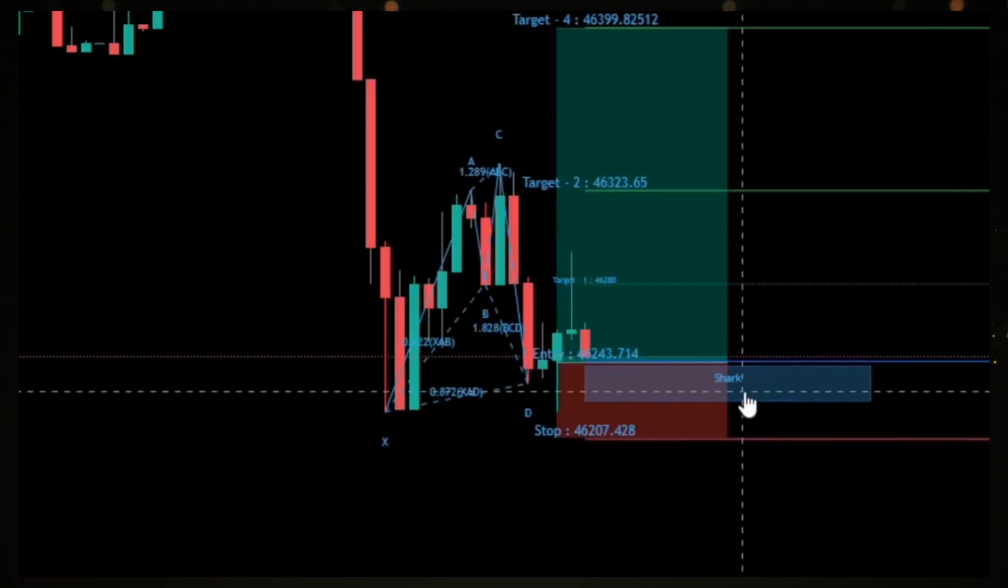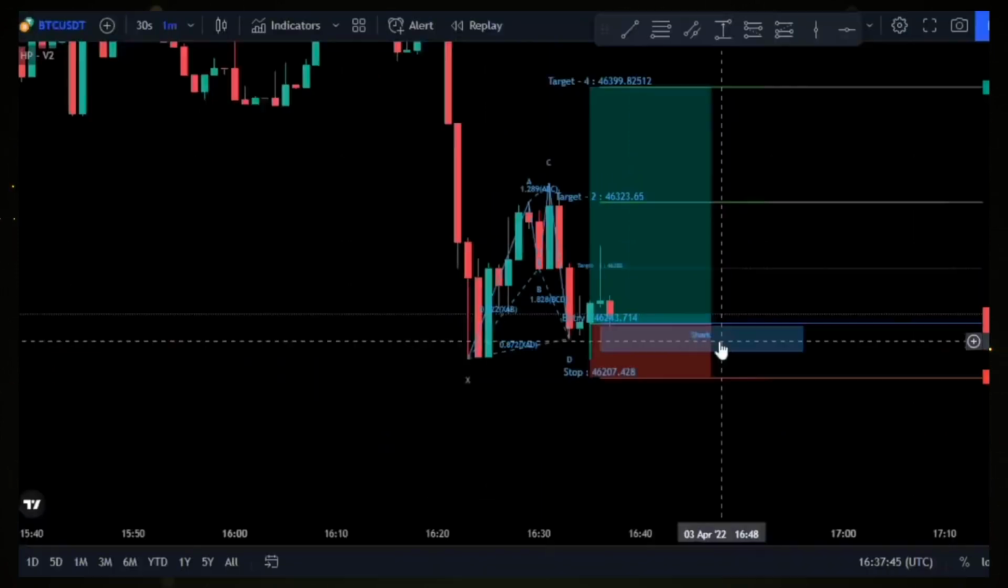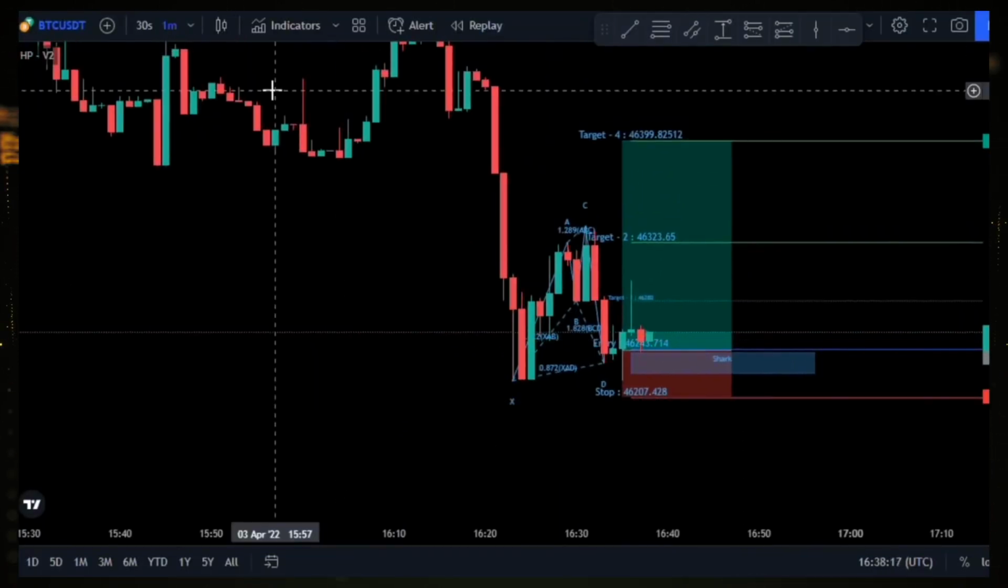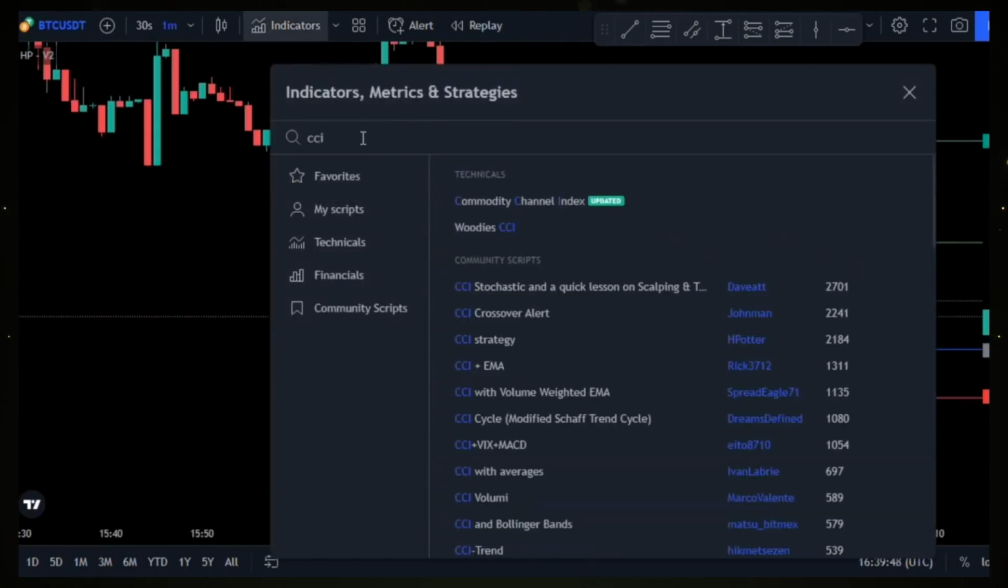I'll speed up the video a little bit so you don't waste your time. If you look closely, you will notice that our indicator has provided the name of this pattern. I'm going to add the CCI indicator to this chart to determine the price chart route.